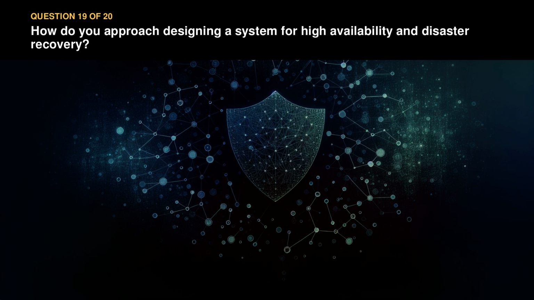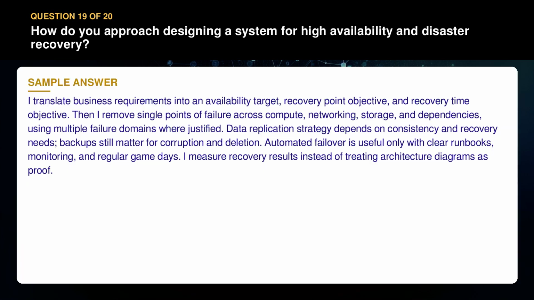Question 19. How do you approach designing a system for high availability and disaster recovery? I translate business requirements into an availability target, recovery point objective, and recovery time objective. Then I remove single points of failure across compute, networking, storage, and dependencies, using multiple failure domains where justified. Data replication strategy depends on consistency and recovery needs.